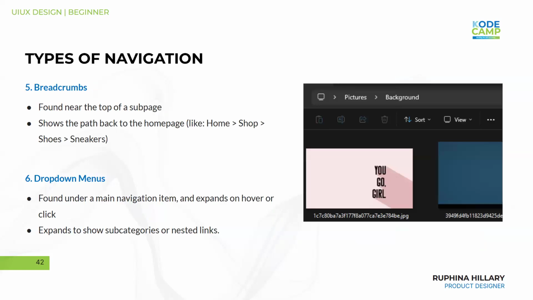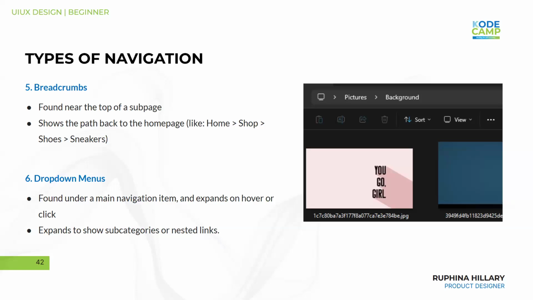So the next one is the breadcrumbs. The breadcrumbs is also a type of navigation. Most of us are not familiar with it, but it's found near the top of a sub page. Note, sub page. For you to see a breadcrumb, you must have gone somewhere. So let's say I click on home, then I see shop, and I click on shop items. Then I see a shoe I want to get, and I click on the shoe.